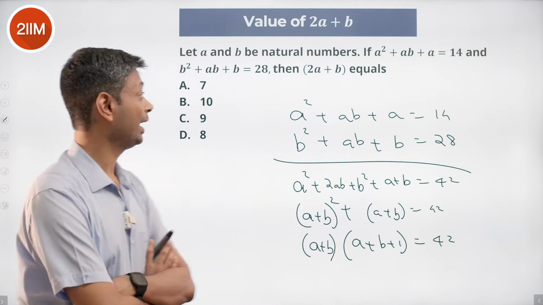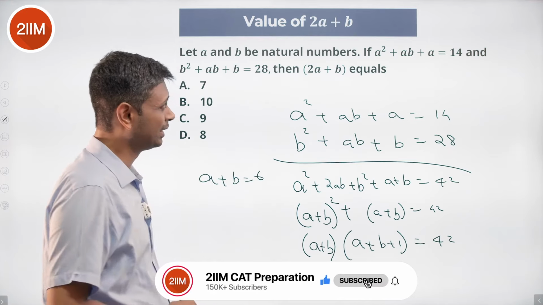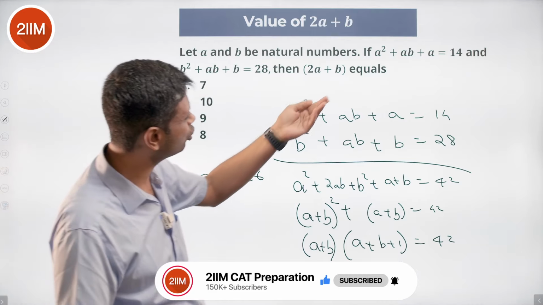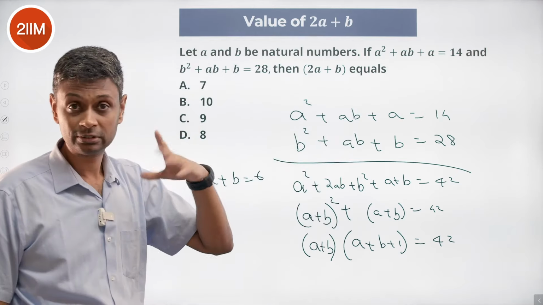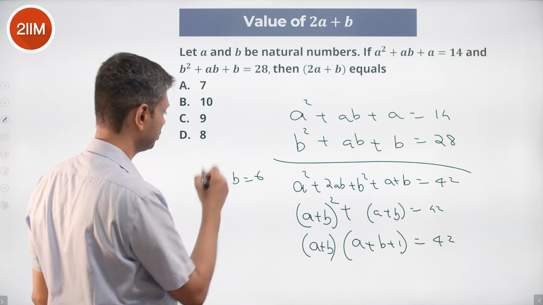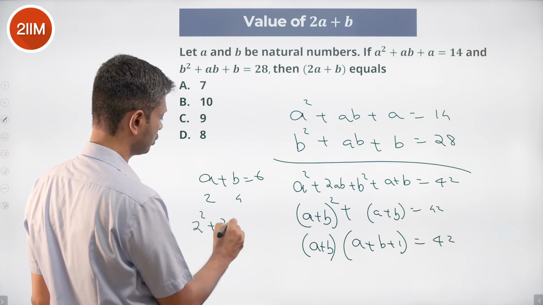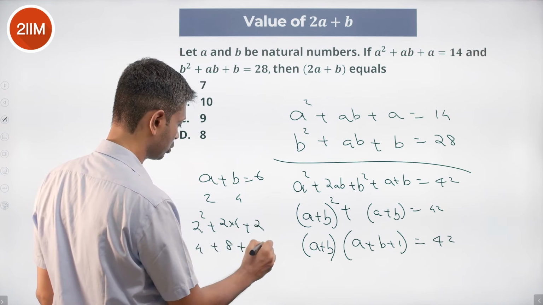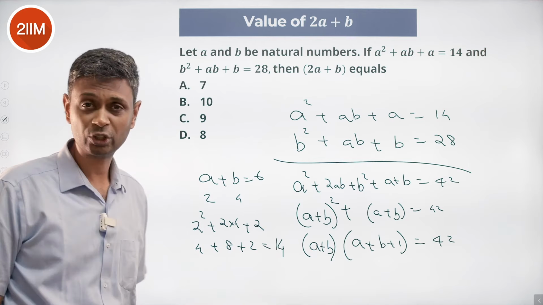6 into 7 is 42. A plus B is 6. This cannot be 3 and 3, because then these two will give us the same answer. A appears to be smaller. This is A square and A, this is B square and B. It becomes double. So A appears to be smaller. Right, so I'll put A as 2, B as 4. 2 square plus 2 into 4 plus 2, 4 plus 8 plus 2, 14, yep, that works. A is 2, B is 4, that should work.